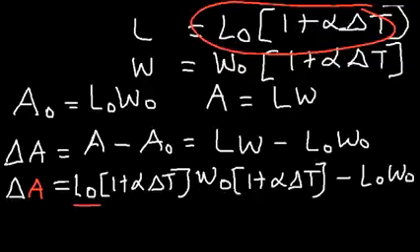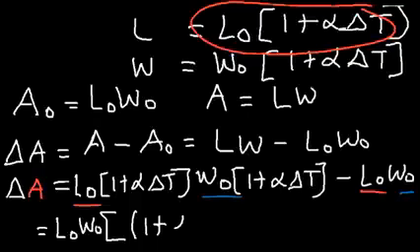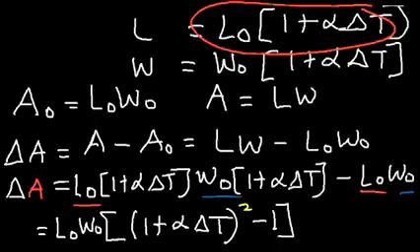So notice that we can take out an L0 and we can factor out a W0. So let's go ahead and do that. So this is going to be L0 W0, and notice that we have these two terms, which, since we have two of them, we can write them as 1 plus alpha delta T squared. And we took out both L0 and W0, so we're left with negative 1. So now let's clear away some space.